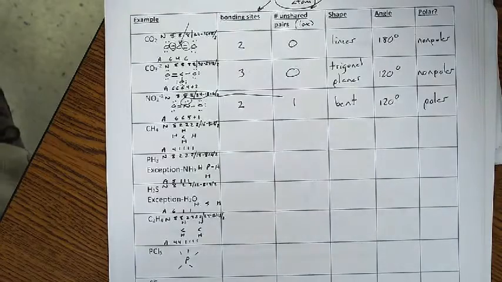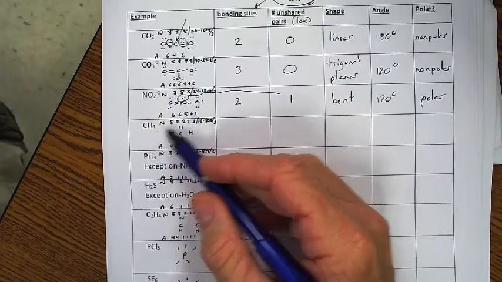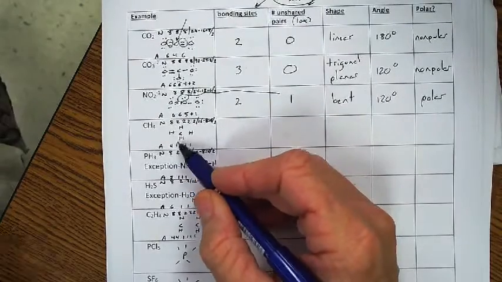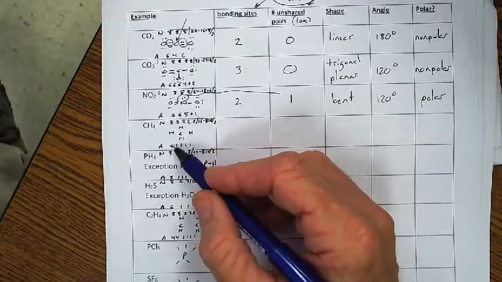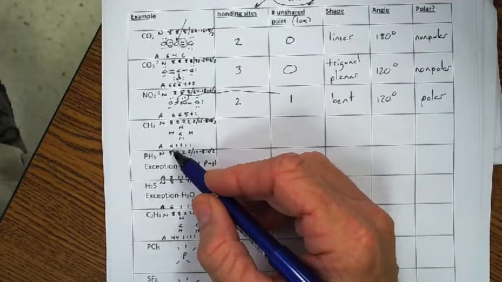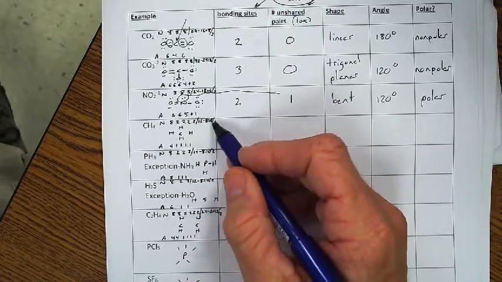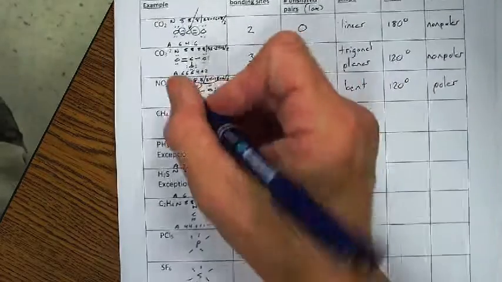All right, next one, CH4. Again, carbon needs 8, but hydrogen is an exception, only needs 2, and there's 4 of them in there, so that's 16 total. Carbon is in column 4, so it has 4 available. Hydrogen's in column 1, each one has 1 available, so 16 minus 8 is 8 divided by 2 to get bonds.